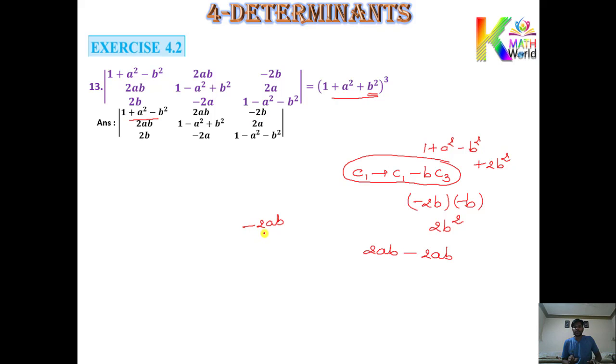For this you need to multiply this column by a. Then you get minus 2ab, and that minus 2ab gets added here. Then you get 0 here. It means you need to perform on C2, this multiplied by a, plus a times the last column. So you can perform C2 plus a C3.